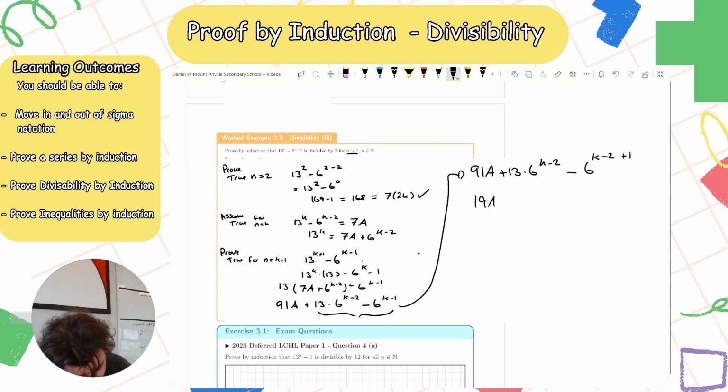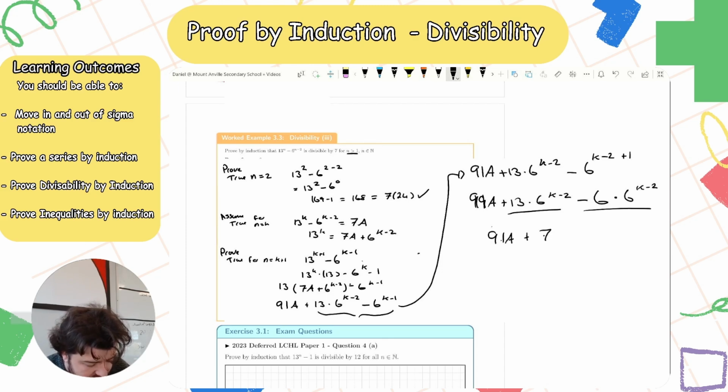So I'm left with 91a plus 13 times 6 to the power of k minus 2 minus, now use this 1, rewrite this as 6 times 6 to the k minus 2. Then I have 13 6 to the k minus 2s minus 6 6 to the k minus 2s. 13 minus 6 is 7. So I'm left with 91a plus 13 minus 6 is 7 times 6 to the k minus 2. I can factor out a 7 here, and I'm left with 13a plus 6 to the k minus 2.